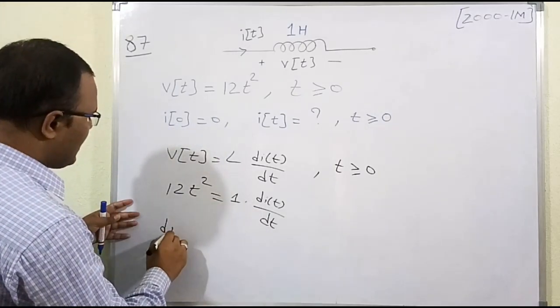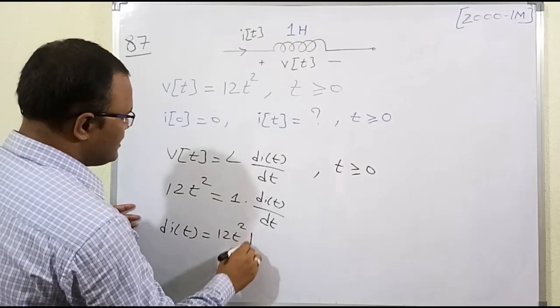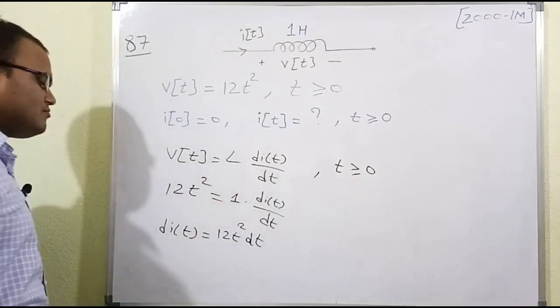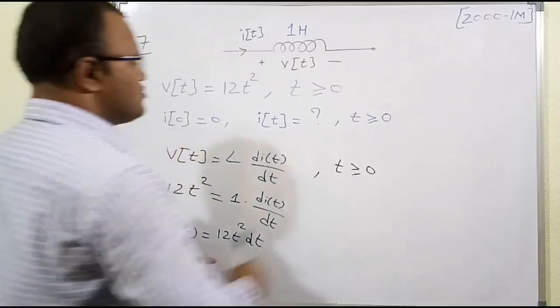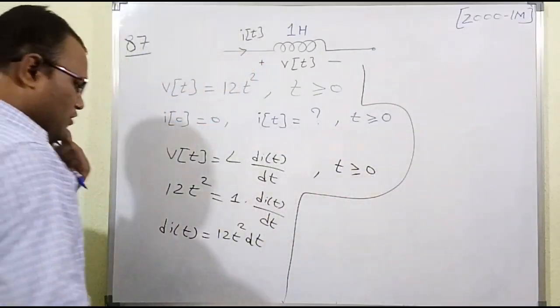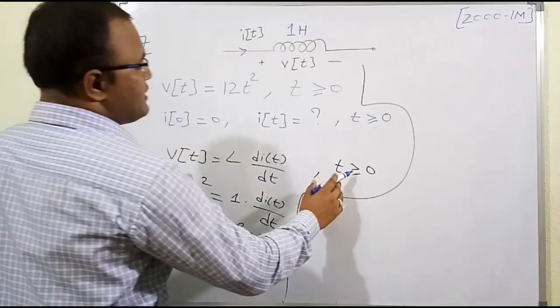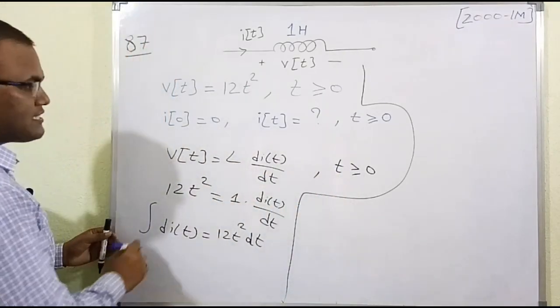Therefore dI(t)/dt is equal to 2L t square into dt. So now I need to do simplification, then only I will get the required answer. So now I am doing integration. We need to find for t greater than or equal to 0, so the initial time is 0.